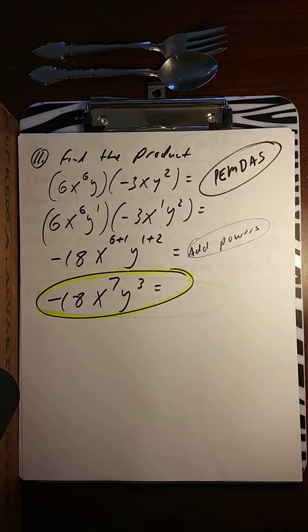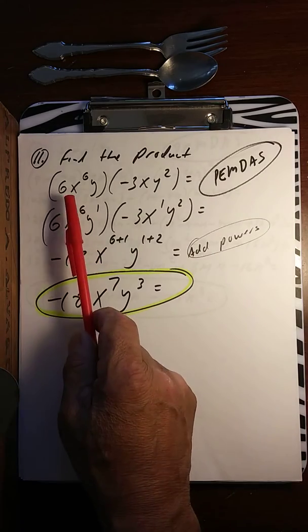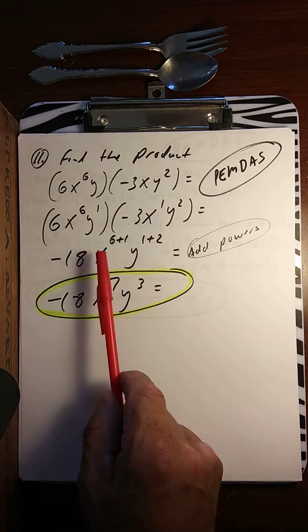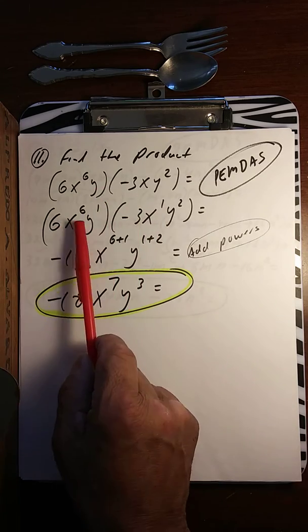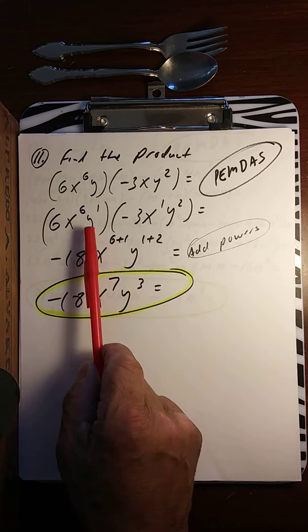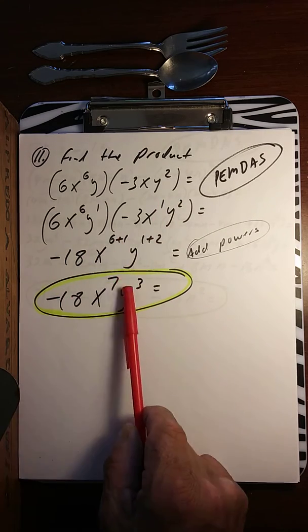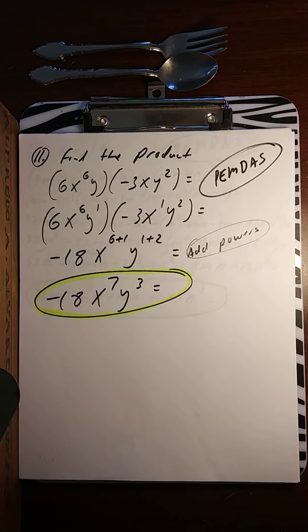Multiply these. So we have put a 1 power, put a 1 power. That turns out negative 18. 6 and 1 power add, 1 and 2 add. So negative 18, x to the 7 and 3, y to the 3.